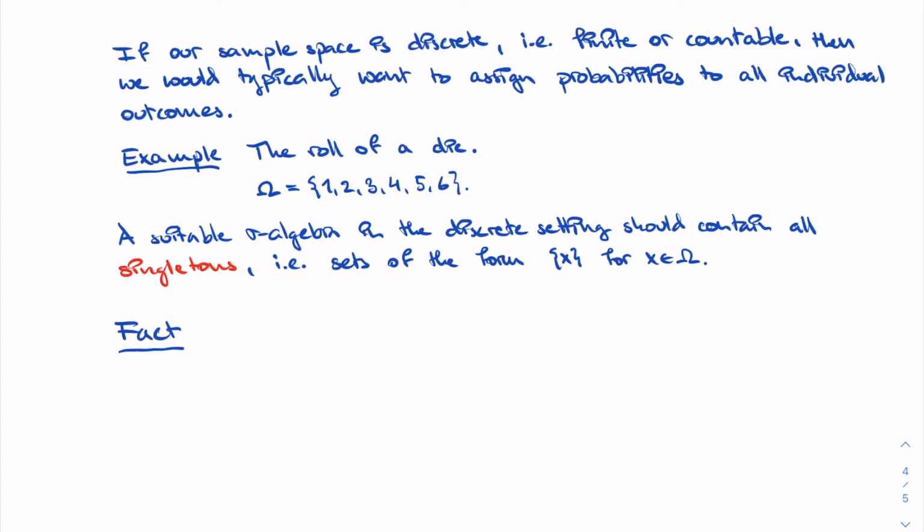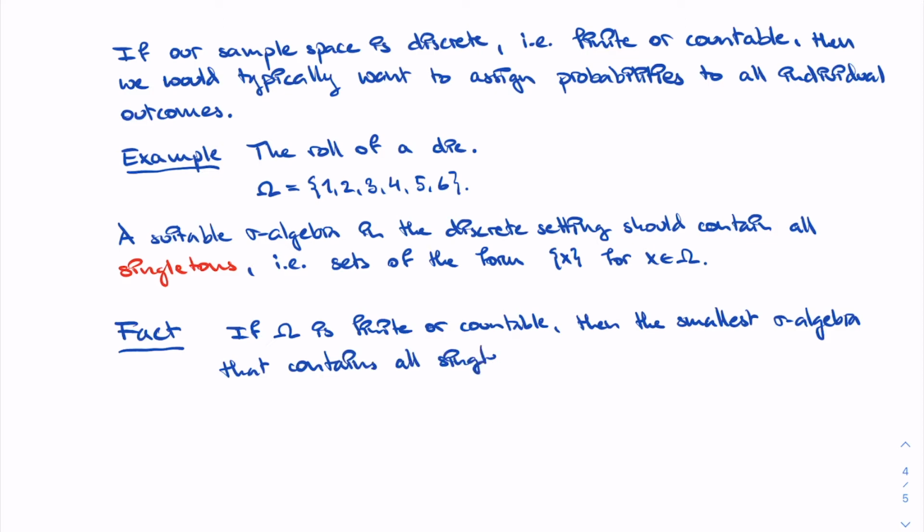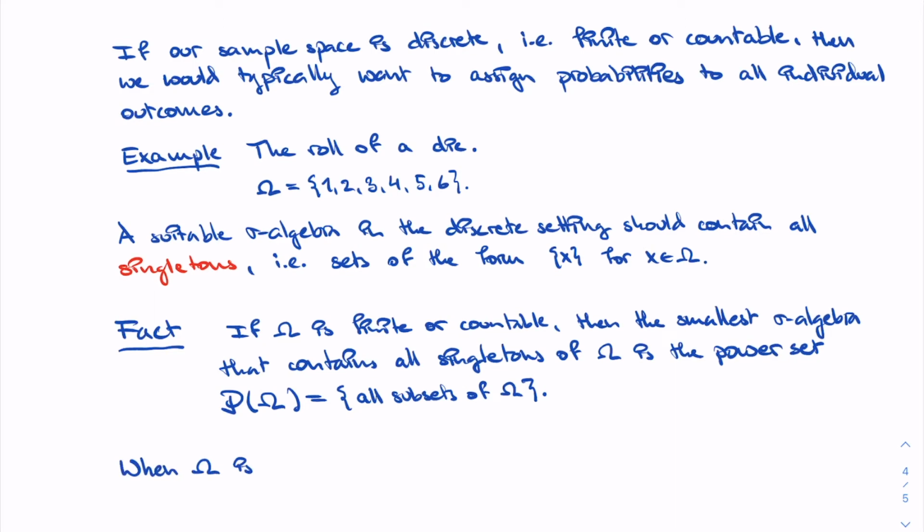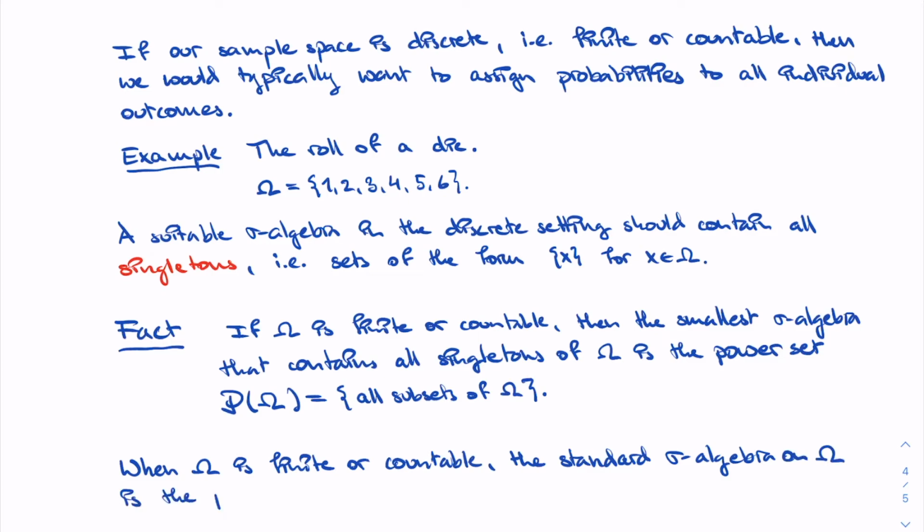If omega is a finite or countable set, then the smallest sigma-algebra that contains all singletons of omega is the power set, the set containing all subsets. When omega is finite or countable, the standard sigma-algebra on omega is therefore the power set.